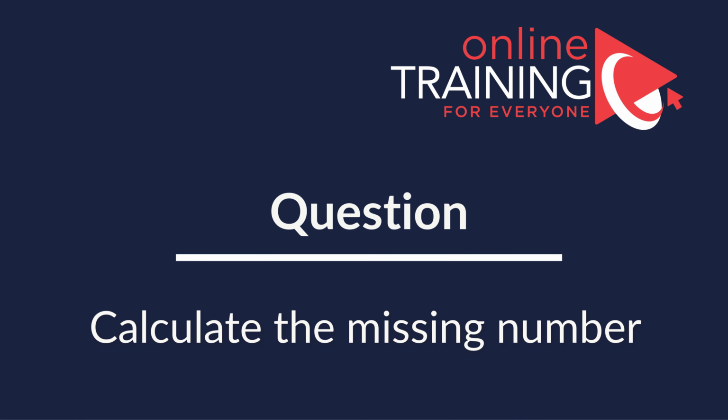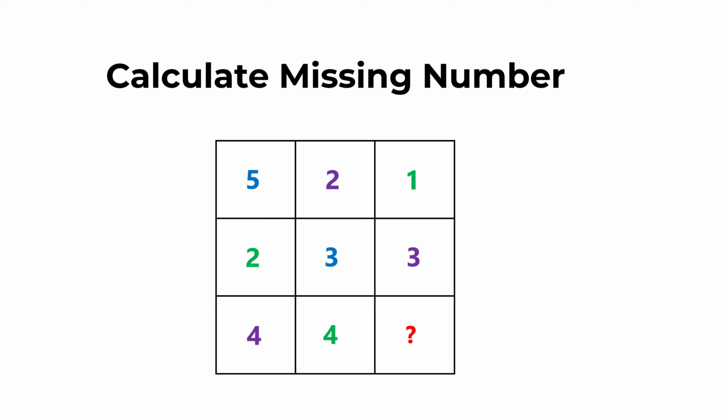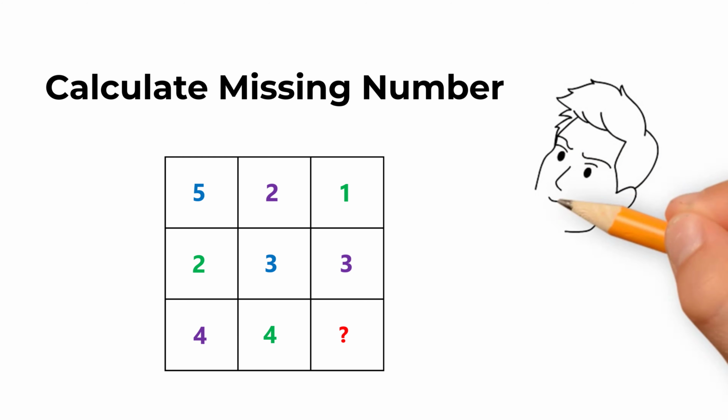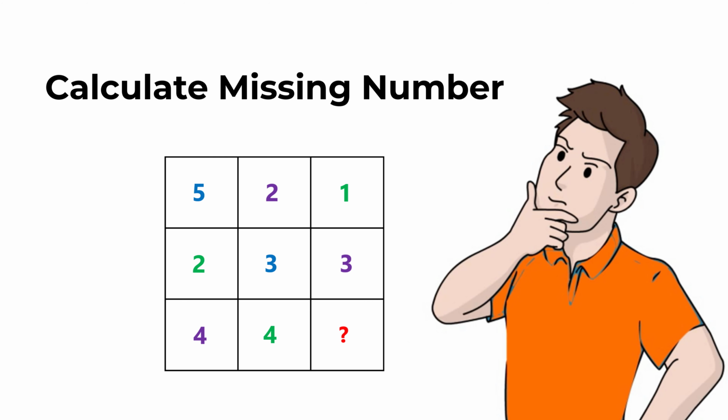Some of you might disagree, but calculating missing numbers is one of my favorite types of questions. A lot of times, you are presented with the 3x3 matrix, typically a square, which has small squares inside. In our case, we have numbers in different colors presented in the smaller squares inside the larger square. The numbers are 5, 2, 1, 2, 3, 3, 5, 2, 4, and 4. And then one number is missing, and this is the one that you need to calculate.